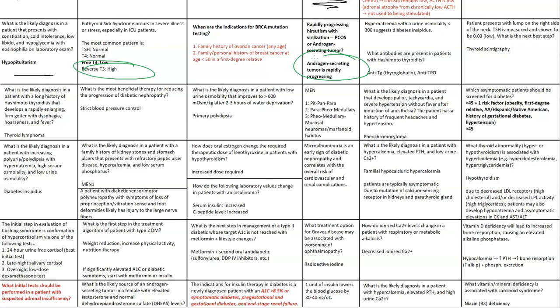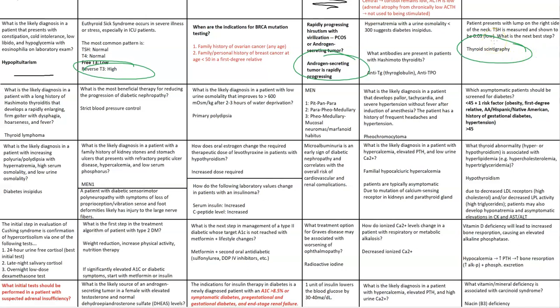What antibodies are present in patients with Hashimoto thyroiditis? That would be antithyroglobulin or anti-TPO. A patient has a lump on the right side of the neck, and TSH is measured and shown to be 0.03, which is low. What is the next best step? That's thyroid scintigraphy.